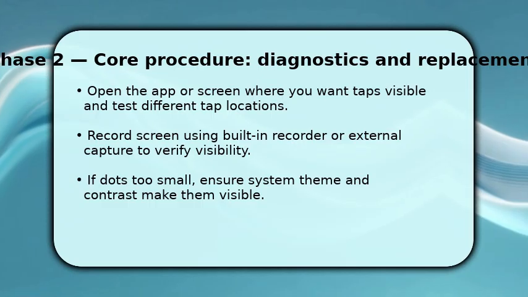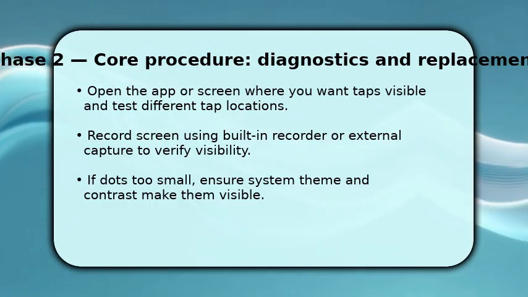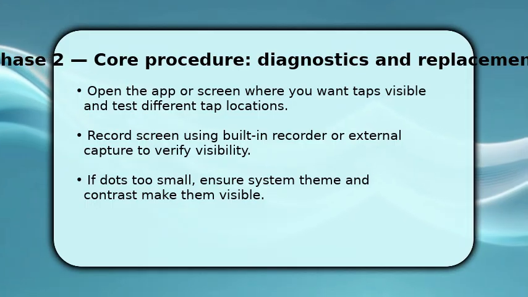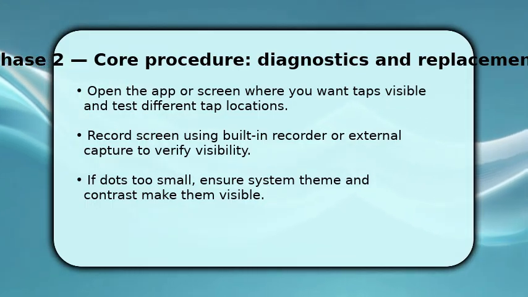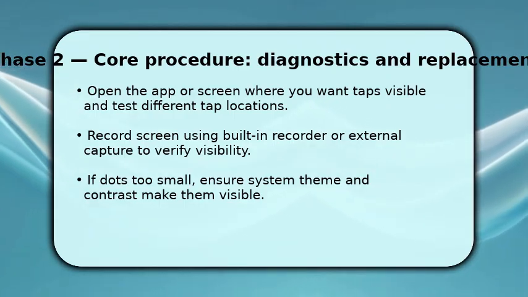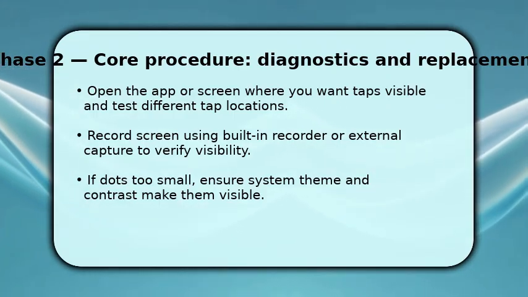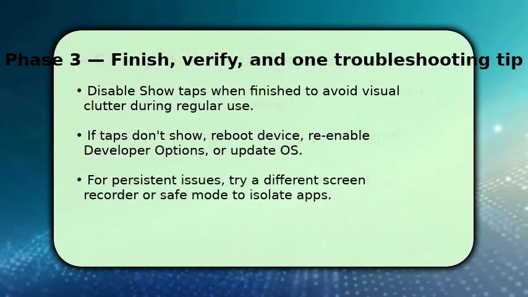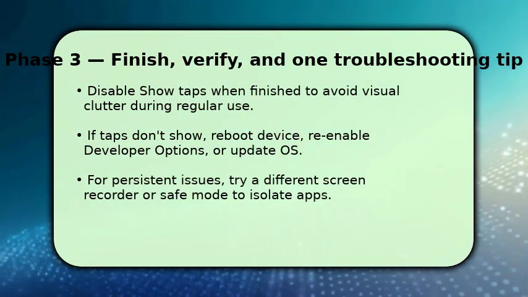If the dots are faint, change screen brightness or contrast and retry. Also, make sure gestures or third-party overlays aren't hiding the taps. Disable them temporarily if needed. This ensures your audience sees exactly where you interact. To finish, confirm recording quality and then disable Show Taps if you don't want the dots always visible.